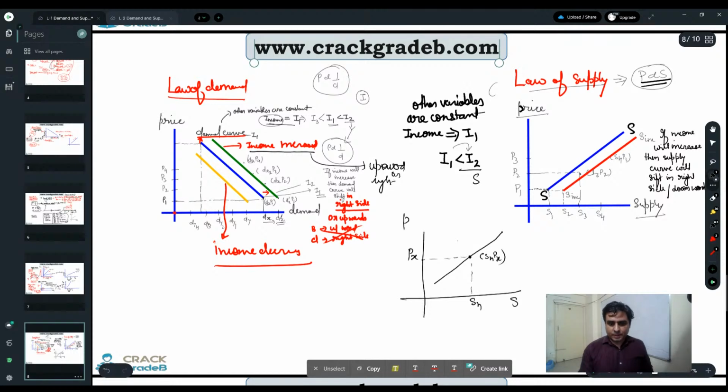So at this price Px, supply was S1 and income was I1, but now income is increased from I1 to I2. So definitely he is able to produce more at the same price, right? So it will shift in this direction. The supply curve will also move in the right direction, but it will shift downwards, right?